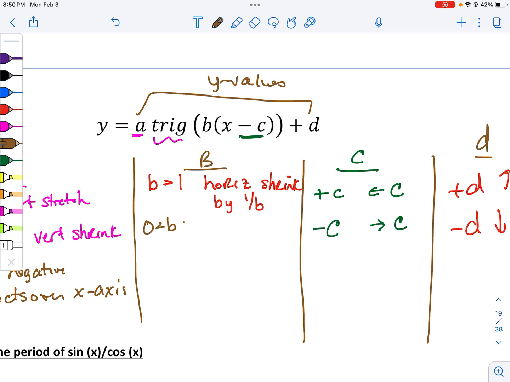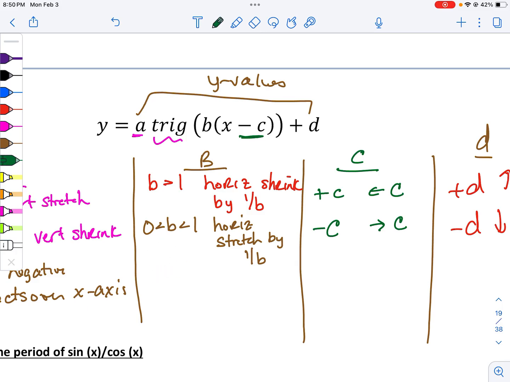If B is between 0 and 1, so if it's a fraction like a half, a third, it's going to do the opposite. You would think it would shrink, but this is going to be a horizontal stretch. Okay, and it's a horizontal stretch by the reciprocal. So if it's 1/2, it's going to stretch by 2. If it's 1/3, it's going to stretch by 3, and so on.